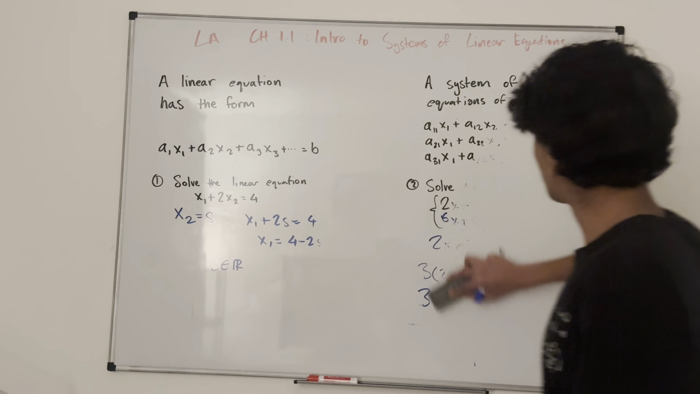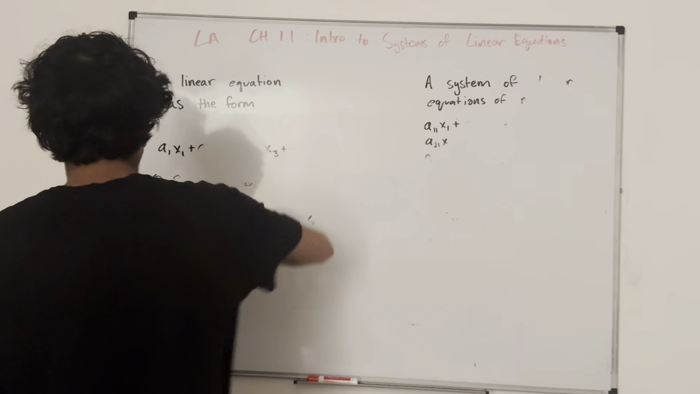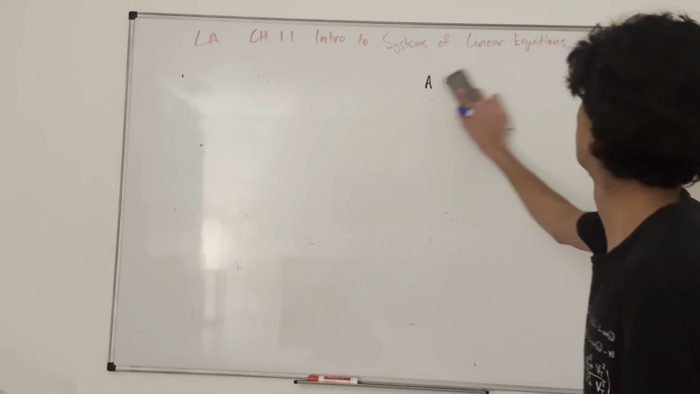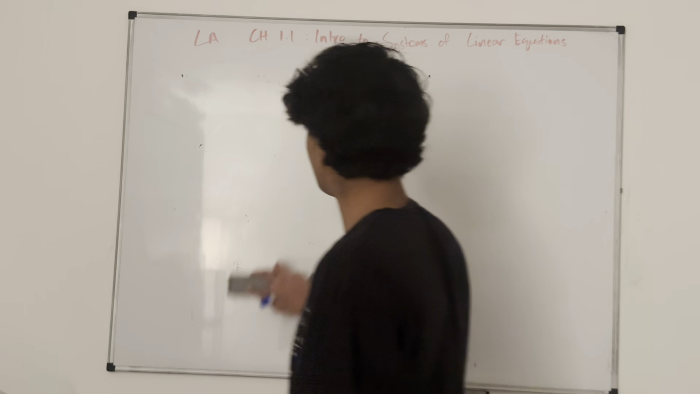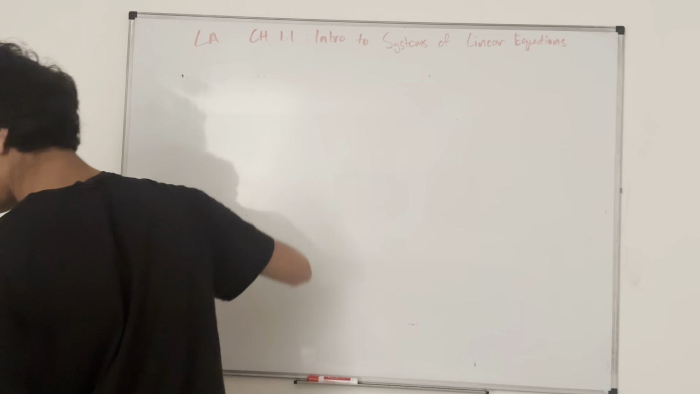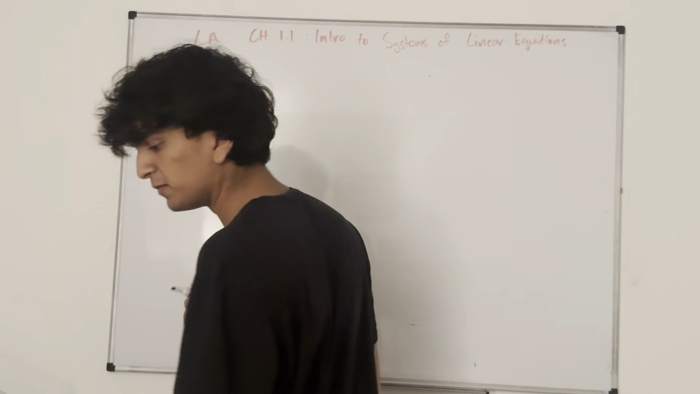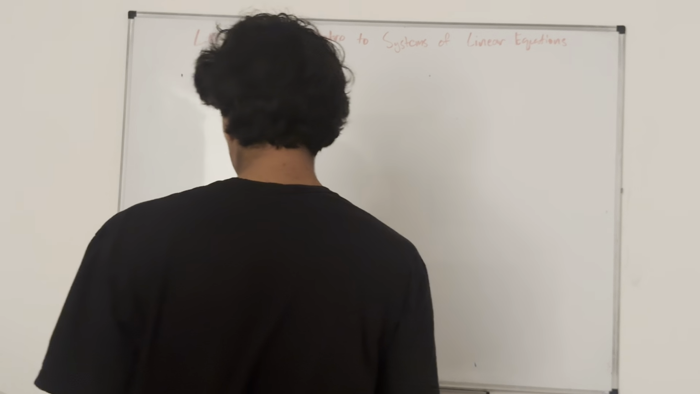Now, the last topic is more about systems of equations. Let's say you had something like this. So let's say we had a system of equations of 3 variables. All right. So a 3 variable system of equations. Let's say we had something like, and then I'm just going to use the notes here.